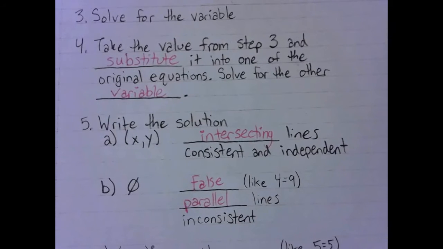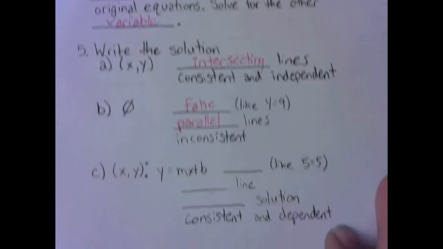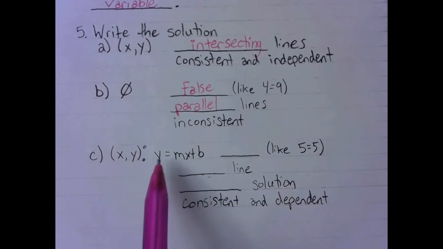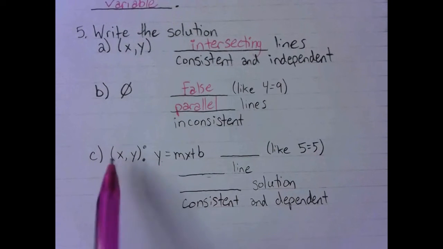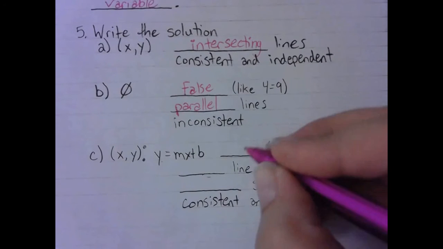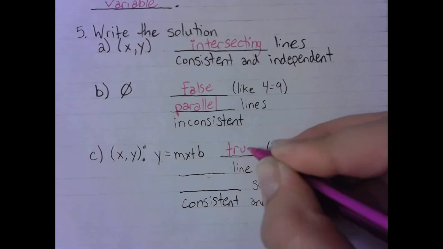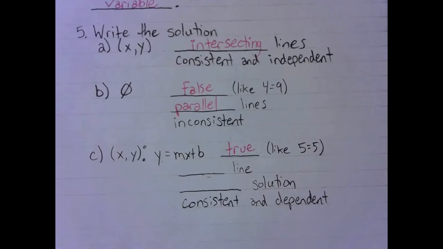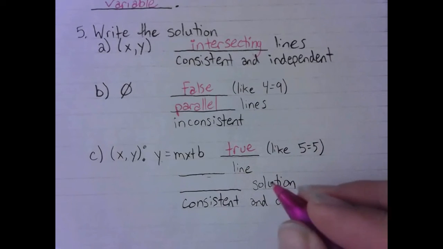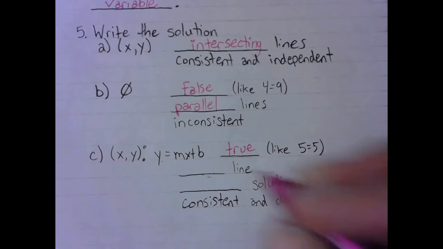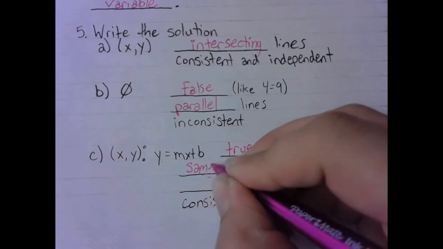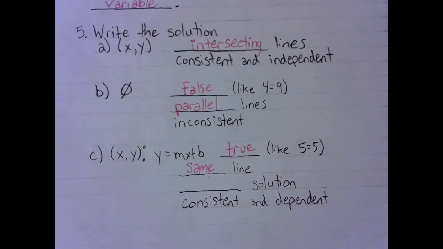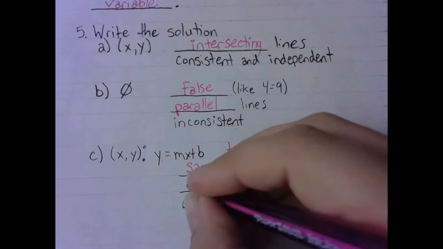And the last possible solution you could have is an equation for a line. You don't get a point, you get an equation for a line. And that's when you get something that's always true, like 5 equals 5. Yeah, 5 always equals 5, duh. That's when you have the same line. And remember, that's an infinite solution.